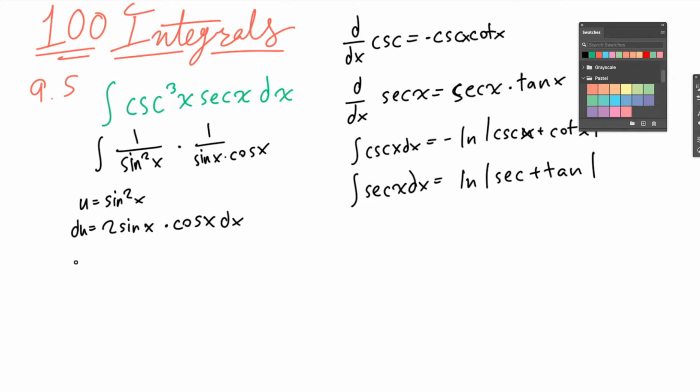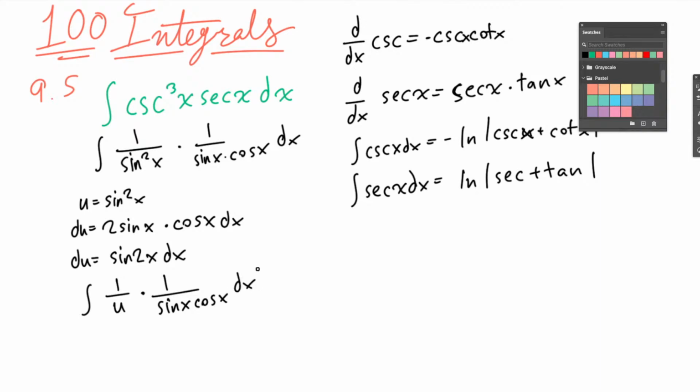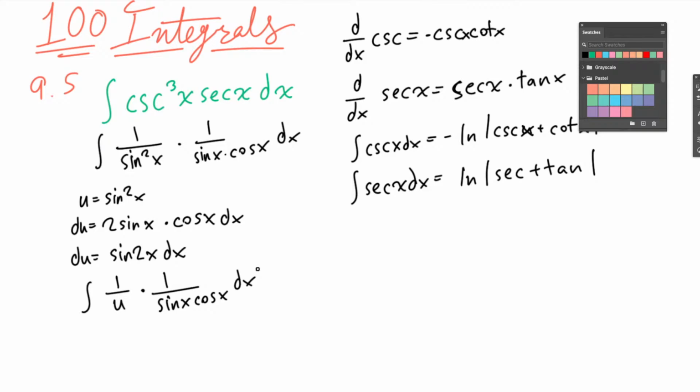This is equal to... the problem is we don't have that in our original equation. Right now, all we have is 1 over u times 1 over sine x cosine x dx. Which means we need to figure out a way.